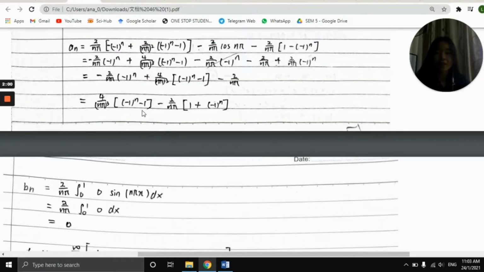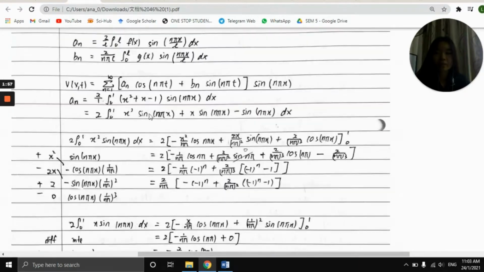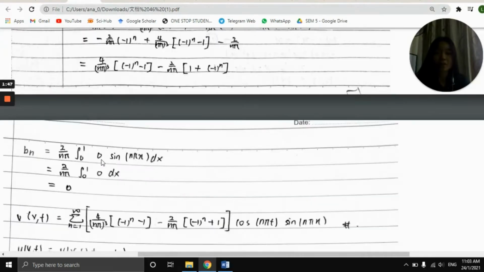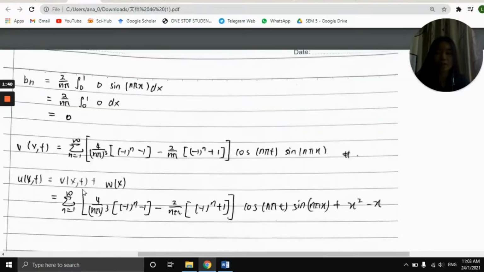Oh, sorry, this one is for a_n, I use the f(x), right? x squared plus x minus 1 is from the initial condition. And also this g(x) is 0. So for the b_n, we will get 0 when we integrate 0. So I will get 0 here.